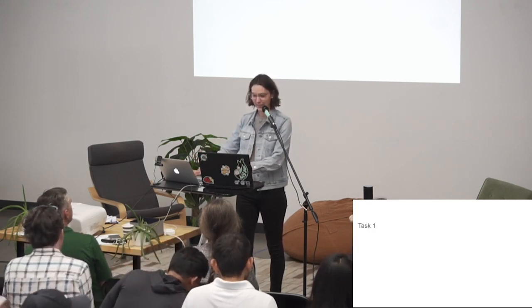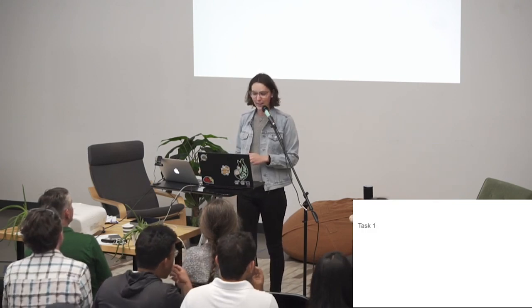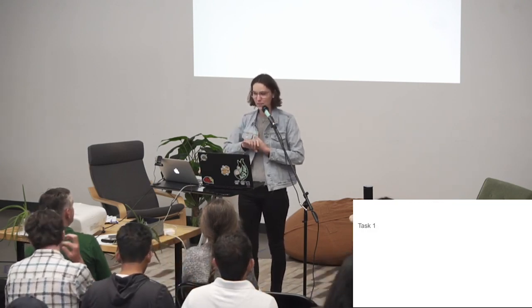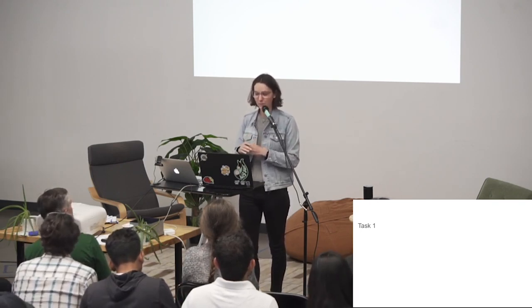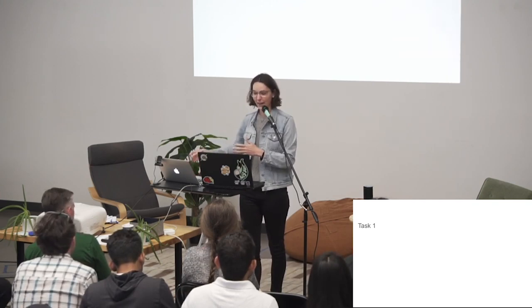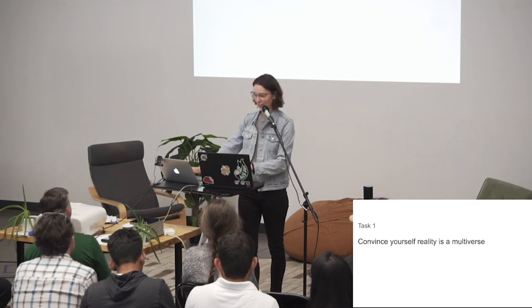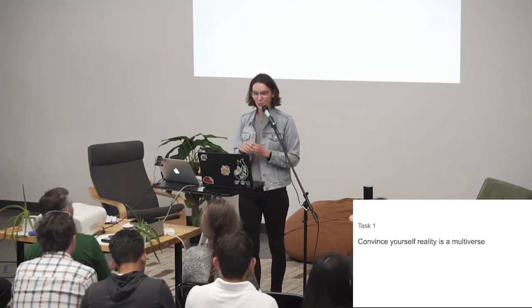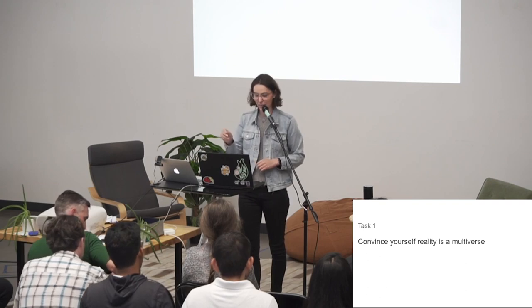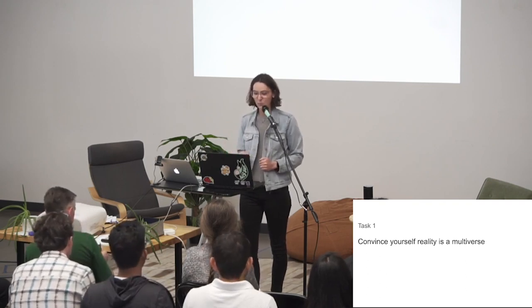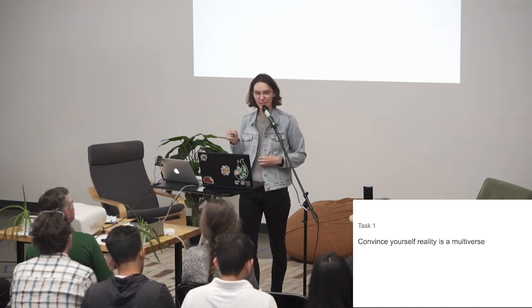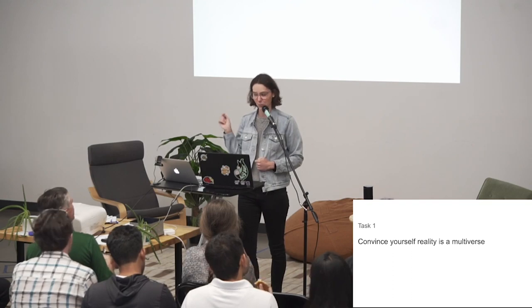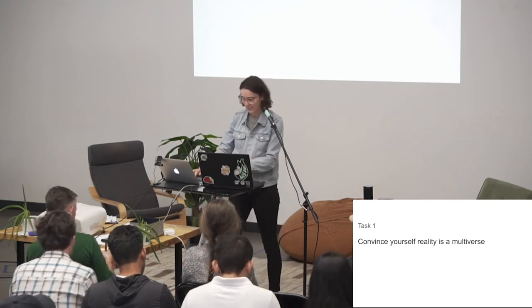Great. Okay. So task one. The first task is to explain the multiverse. This is an admittedly lightly interactive workshop. Your first task is to convince yourself that reality is actually a multiverse. You all have a notepad and a pen. Please write down, on one of these note cards, what proof you would need in order to convince yourself that we live in a multiverse. I'll give you a minute and a half to do this.